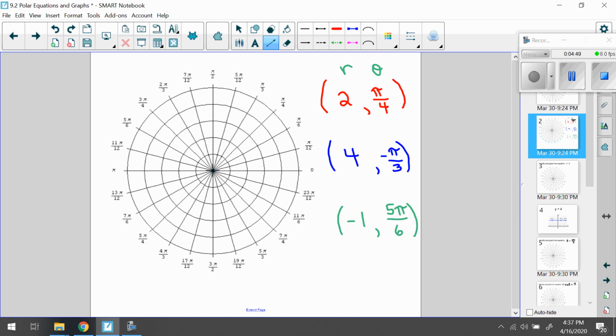If I said go over pi over 4 radians, you would say, well, from where? Like the North Pole might be your pole, that's why we call it the North Pole. It's the top of the globe or the top of that circle. But if I said from the North Pole, go pi over 4 radians, you would ask where your starting point is. If I'm going to measure an angle, whether in radians or degrees, I need an x-axis, or what we call in this case a polar axis, as my starting point.